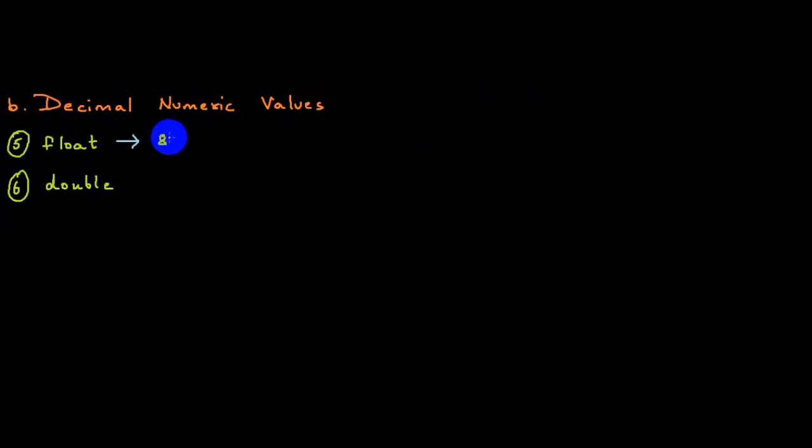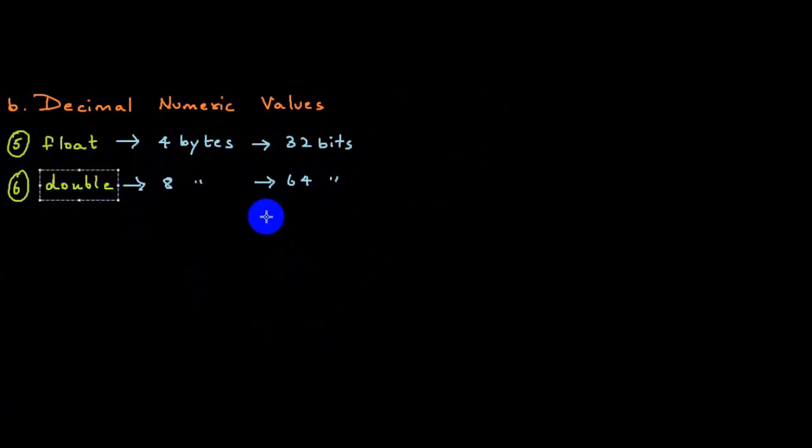Float is used to store 4 bytes of data, which will make how many bits here? 32 bits of data here. And double is used to store 8 bytes of data, which will make about 64 bits here. But the most commonly used data type here is double. In other languages you might say float, but the default data type in Java is double here. Got the clarity? So this is called decimal numeric values.